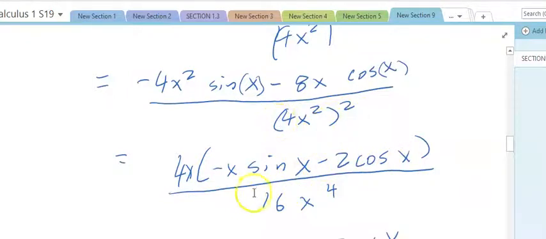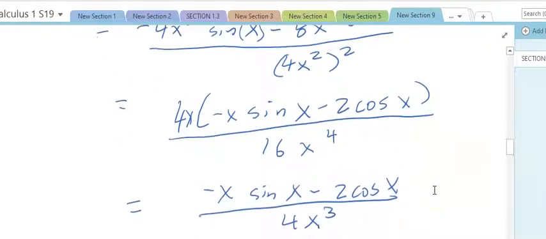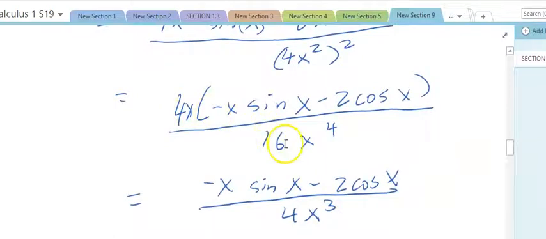If we expand out this 16x to the 4th power, we do the expansion because it's easier to see when we take a factor of 4 out and a factor of x out to leave 4x cubed at the bottom. That's negative x sine of x minus 2 cosine of x, over 4x cubed.